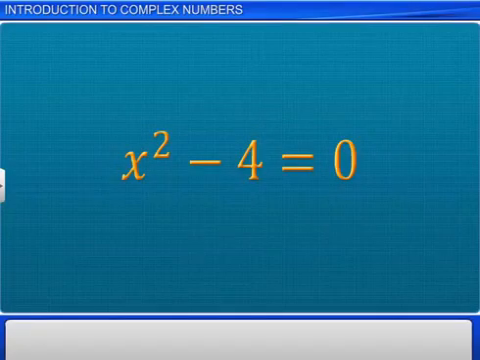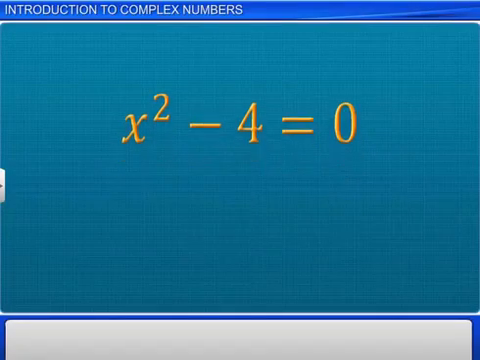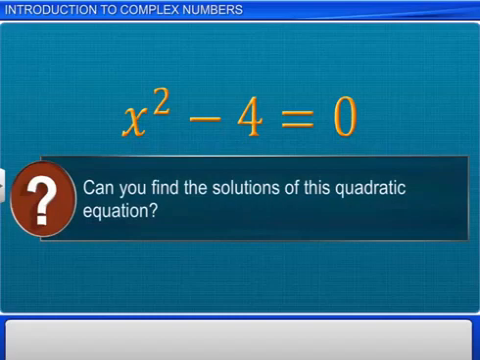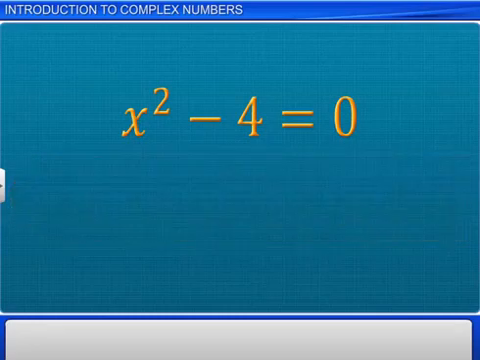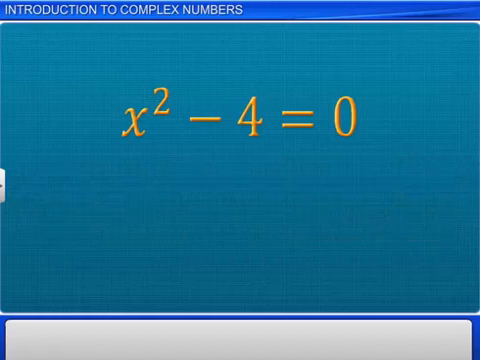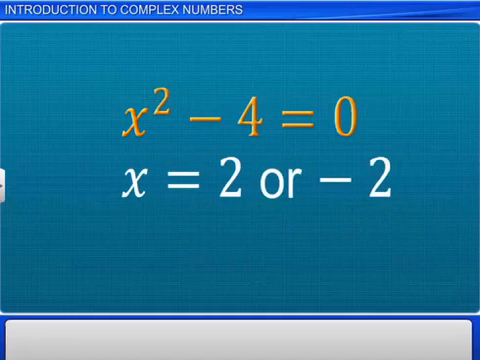Let's consider this quadratic equation. Can you find the solutions of this quadratic equation? On solving this equation, we get x equal to 2 or minus 2. The solutions of the quadratic equation are real.